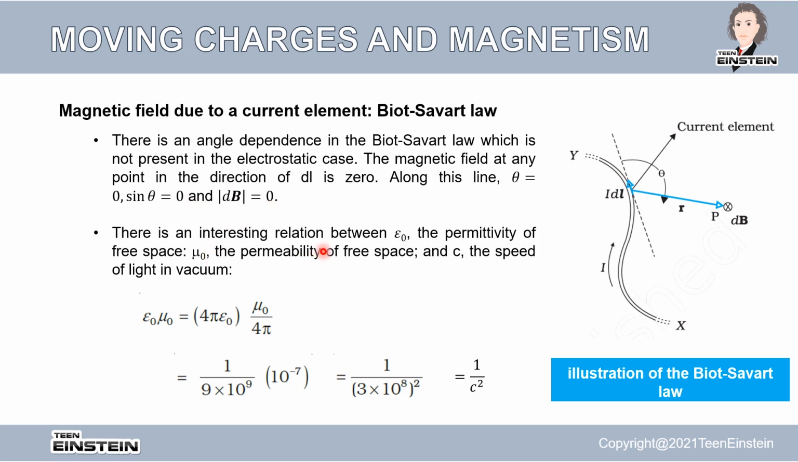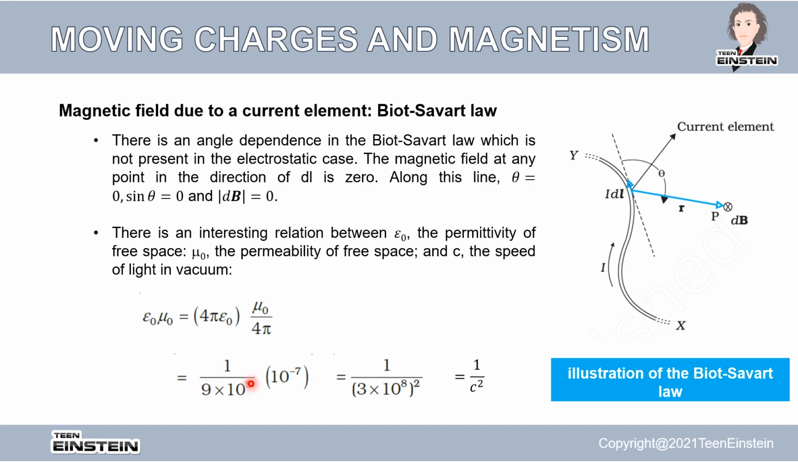There is an interesting relation between epsilon 0, the permittivity of free space, and mu 0, the permeability of free space, and it's connected through the speed of light. This is what connects electricity and magnetism and gives rise to the electromagnetic theory, where the permittivity and permeability decide the speed of light in vacuum. So if you calculate the product of epsilon 0 and mu 0, it gives you 4 pi epsilon 0 and mu 0 by 4 pi, because we know the values of these two quantities.